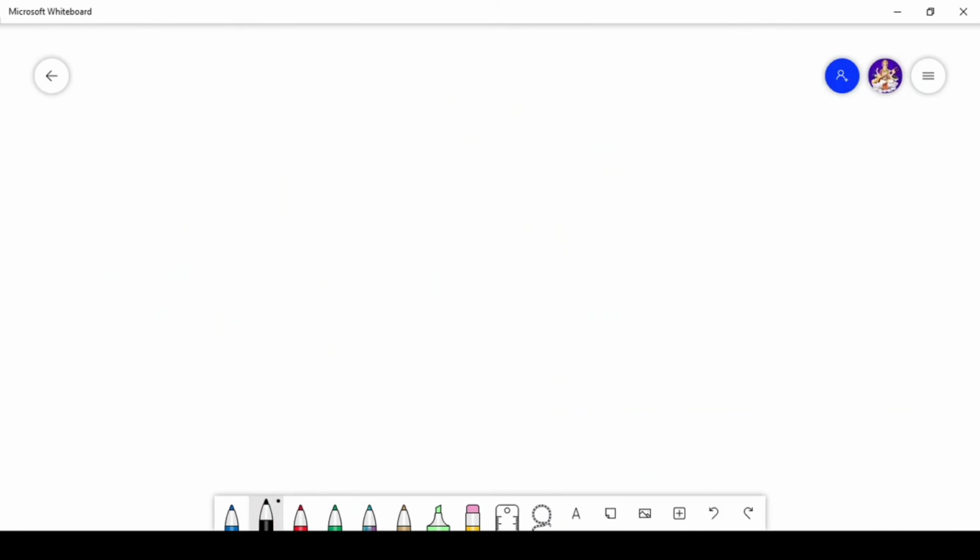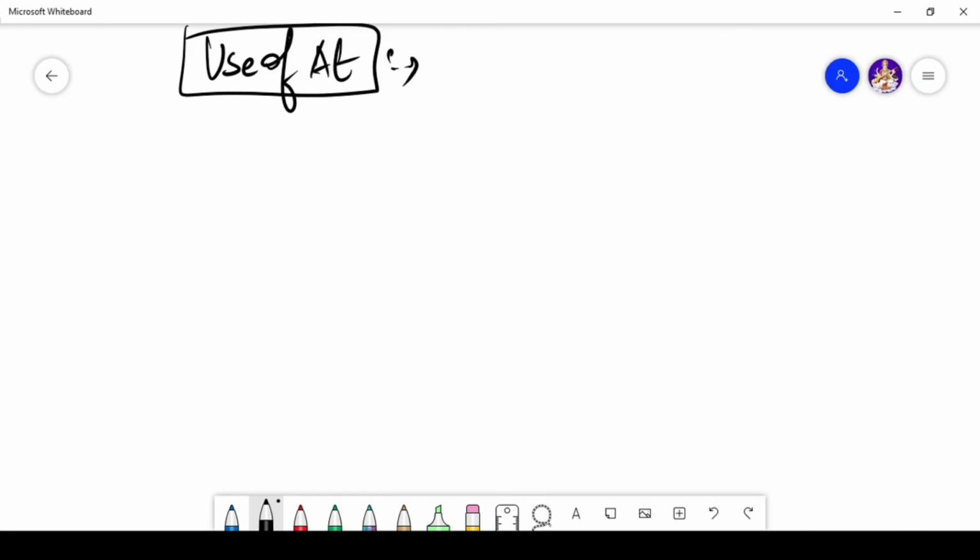Okay, now the next scenario is the use of at. Okay, use of at. Now this is very much important. Students might get confused, or even anyone can get confused, there are chances that you might get confused while using at or in. But this will be cleared now when I give you some tips. I'm going to make you understand some of the scenarios.